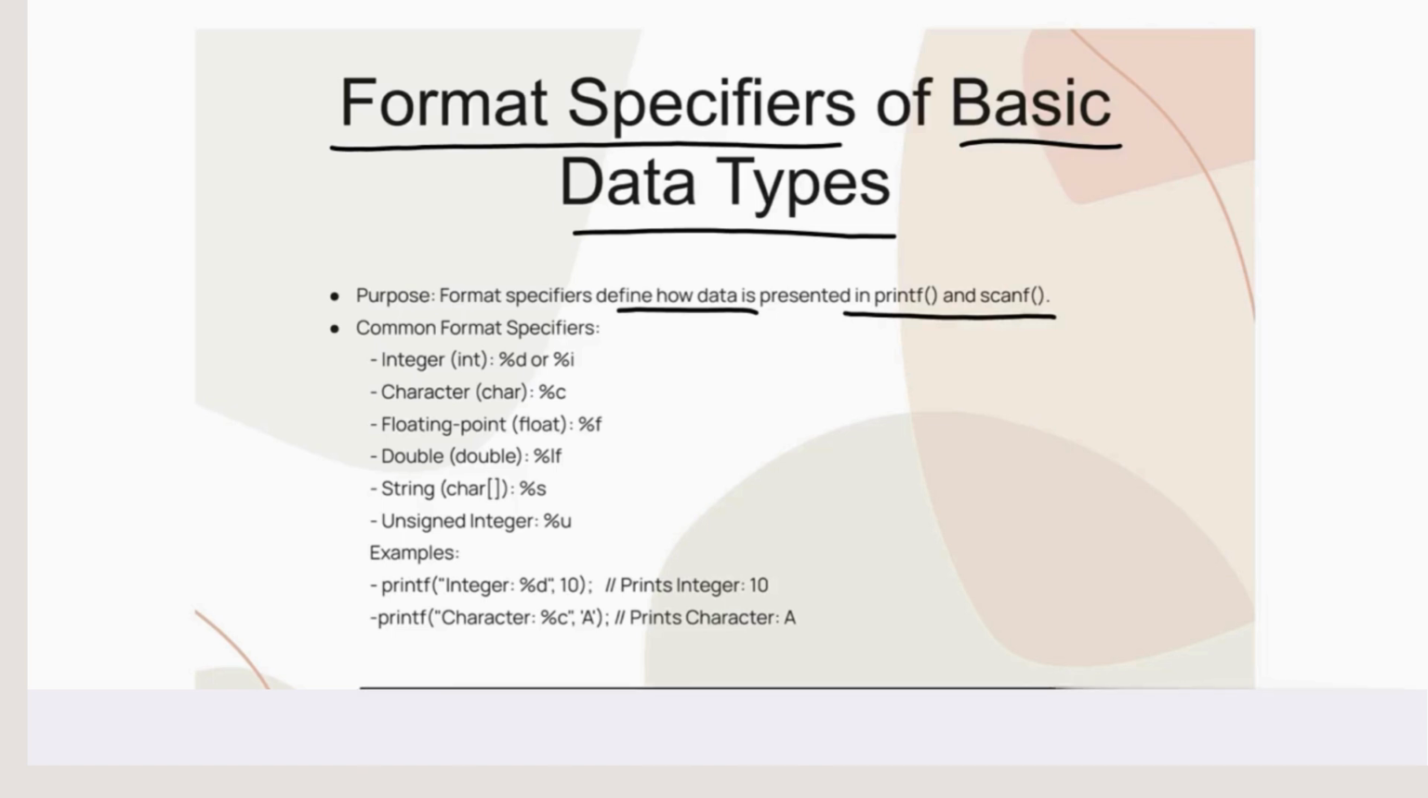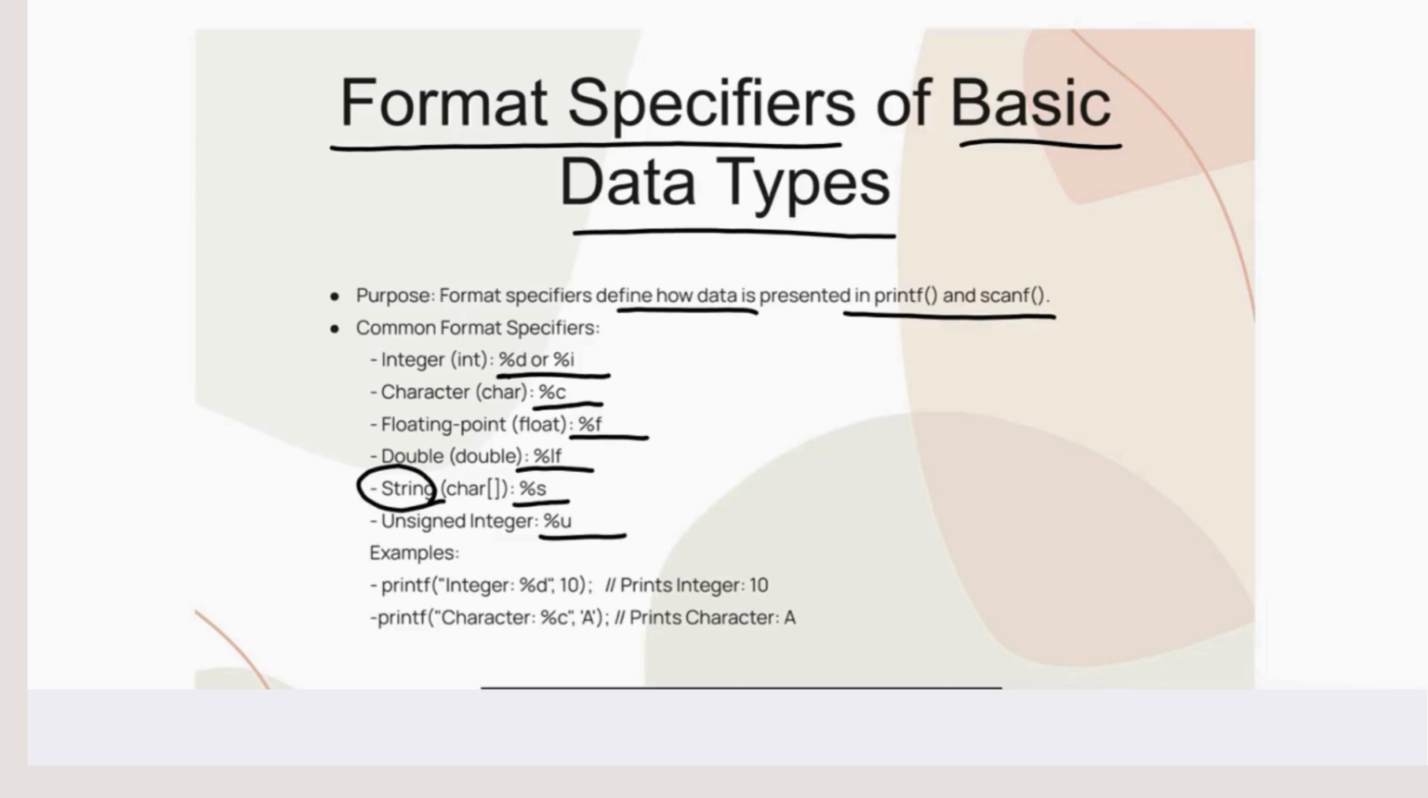Some of the common format specifiers are, for integer, %d or %i. For character, it is %c. For floating point, it is %f. For double type of a variable, you have to use %lf. For character array, which is a string, it is %s. And for unsigned integer, you have to say %u. Even for memory addresses, %u works perfectly fine.